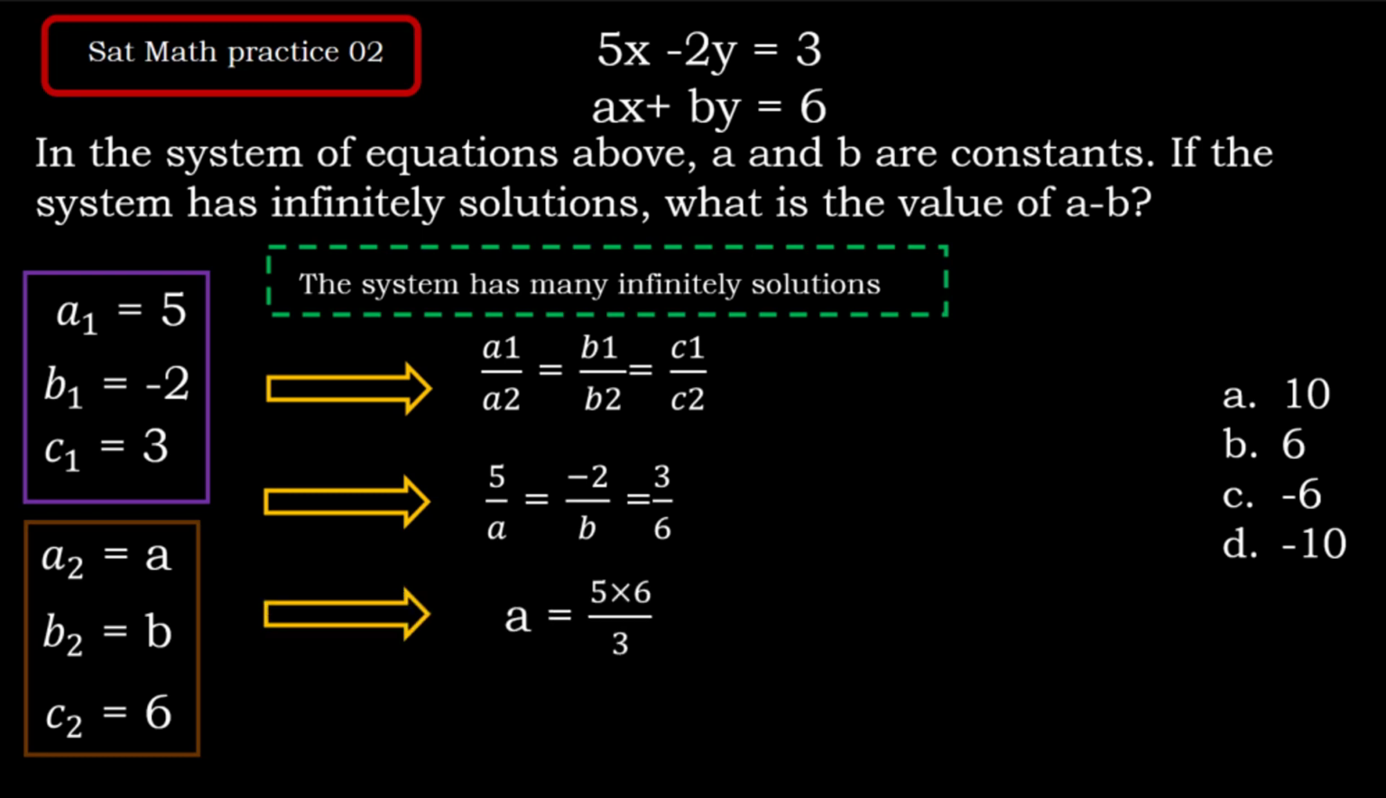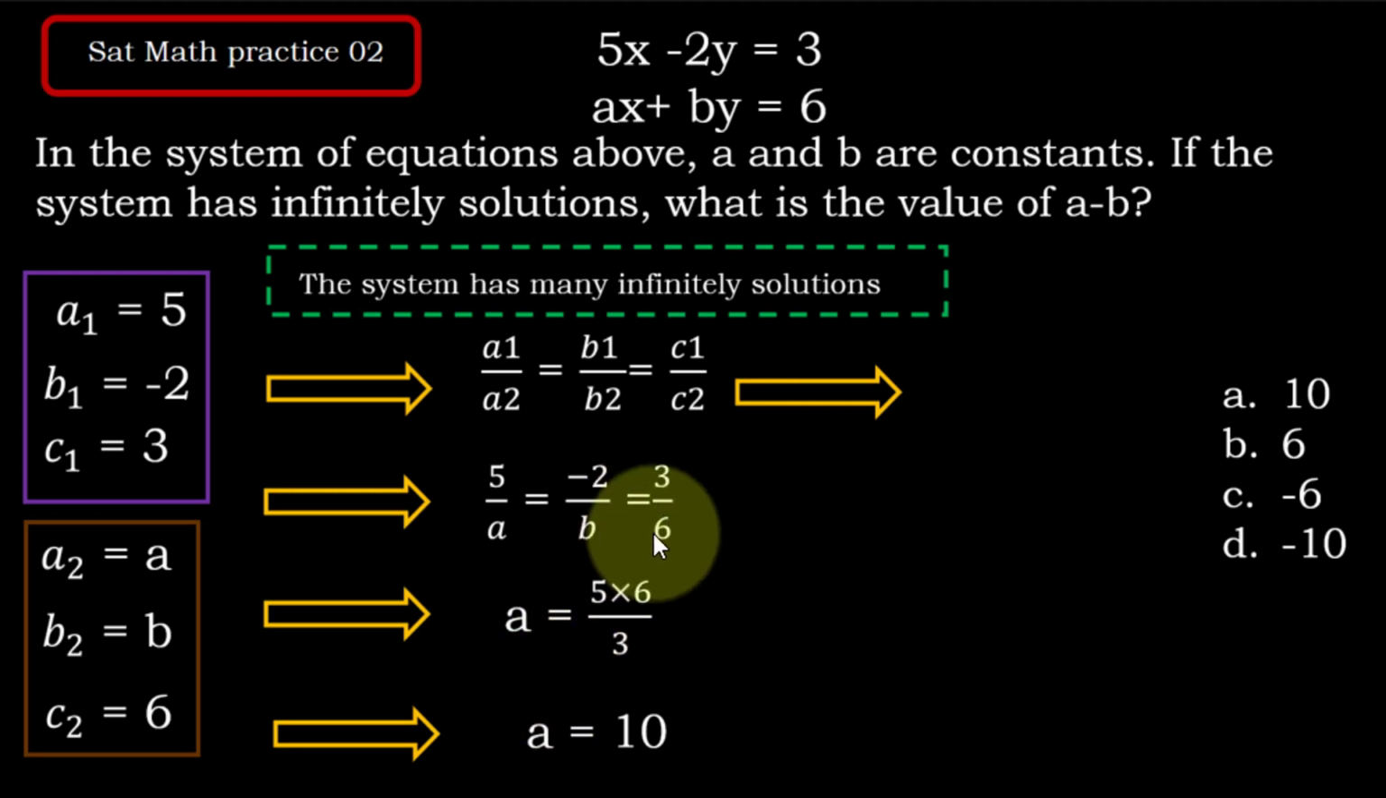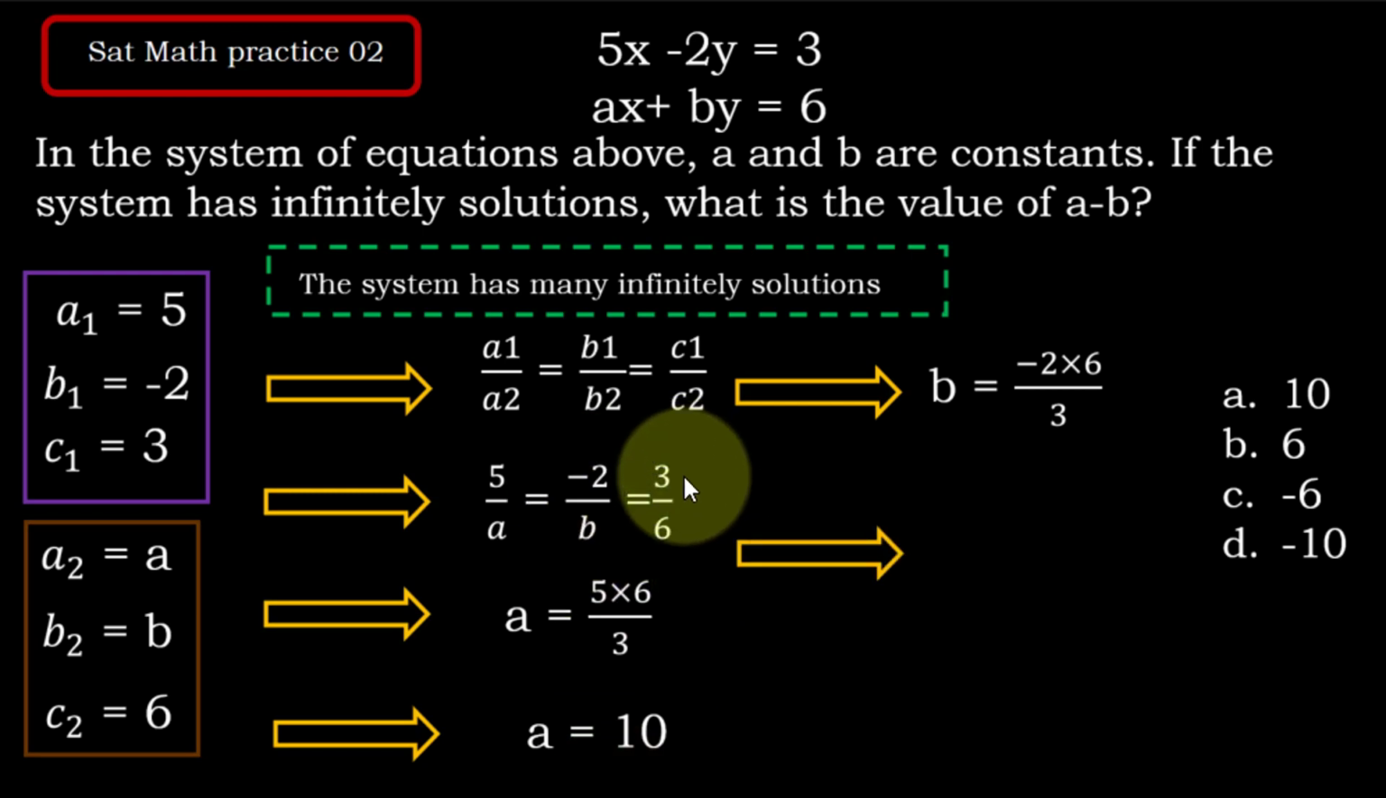To find the value of a, we will take the first ratio and the last ratio. So a equals 5 times 6 divided by 3. We have here cross products, 5 times 6 over 3. 5 times 6 equals 30, and 30 divided by 3 equals 10. Now a equals 10. To find the value of b, take the second ratio with the last ratio. So b equals -2 times 6 divided by 3. -2 times 6 equals -12, divided by 3 equals -4.